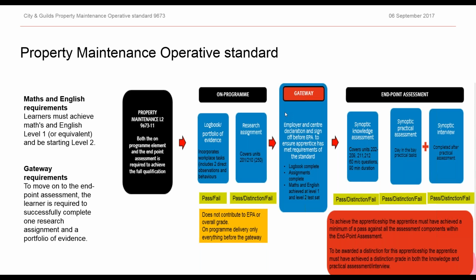To achieve the apprenticeship, the apprentice must achieve a pass against all assessment components within the endpoint assessment. To achieve an overall distinction, they have to achieve a distinction in endpoint assessment.